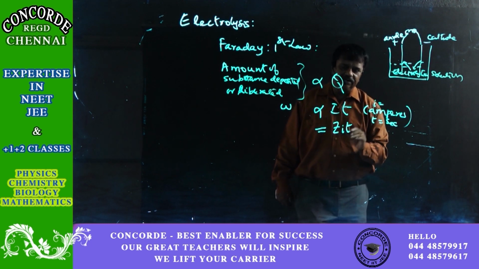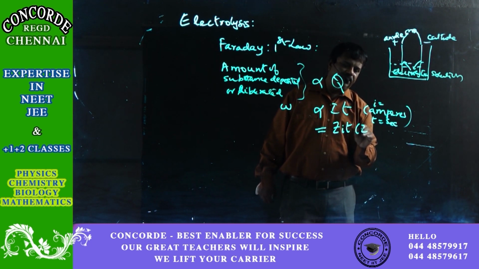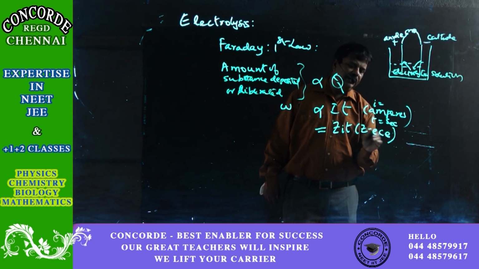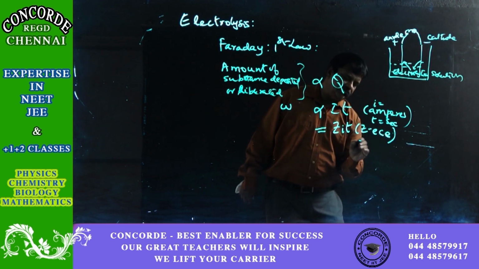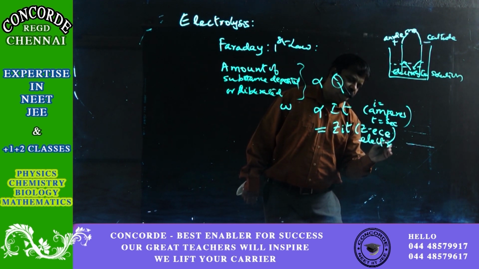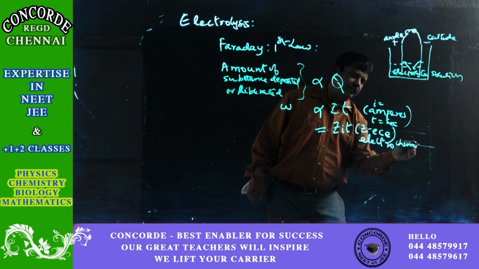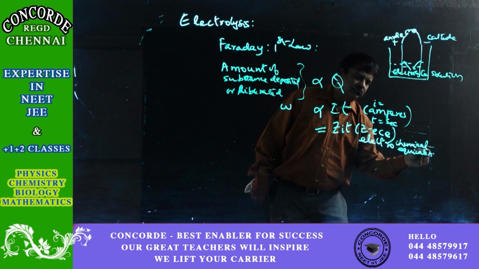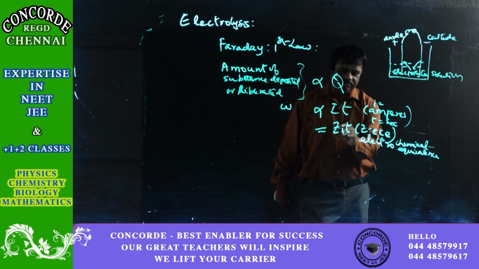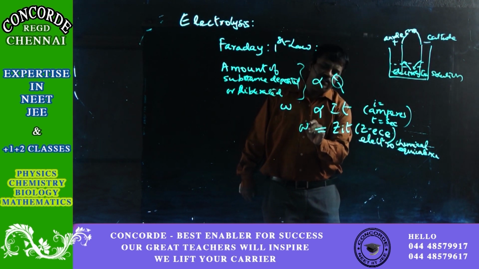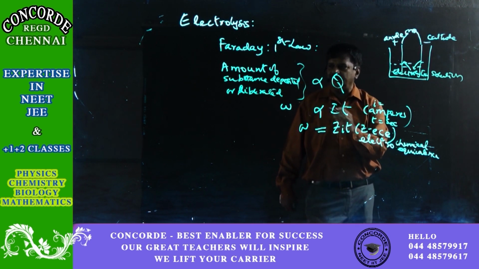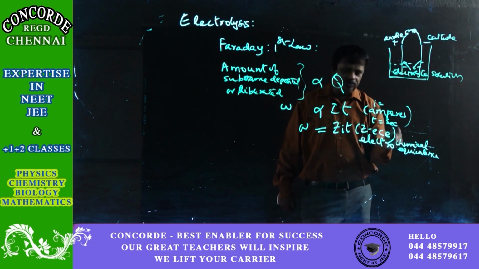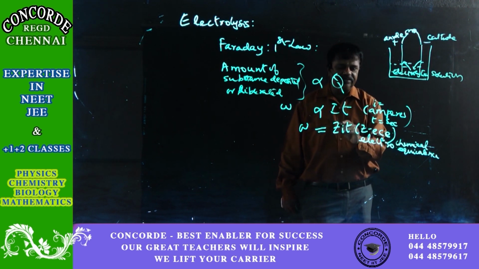So what is Z? Z is called the electrochemical equivalence, ECE. So W, the weight or the amount of the substance deposited, is equal to Z into I into T, where Z is the electrochemical equivalence. Now we have to define what is Z.